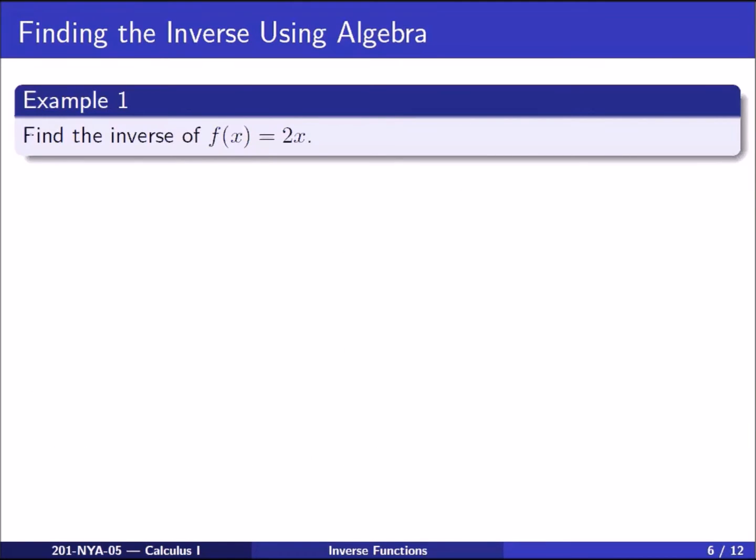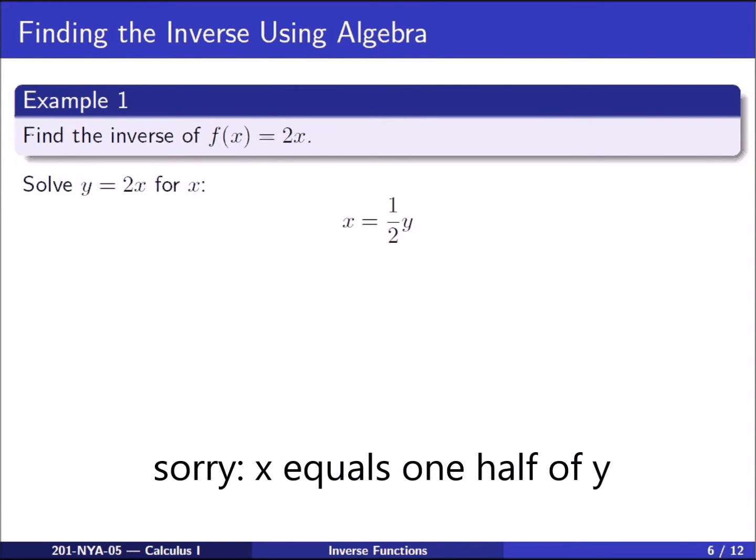So let's take a look again at the example we had in the first slide. f of x equals 2x. Now how do I use this equation in order to find the inverse g of f? Well, based on what we said previously, I have to take the equation y equals 2x and solve that for x. And here it's very simple. We get x equals 1/2 of y.